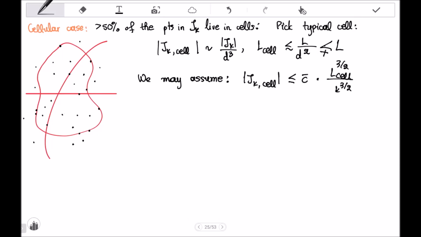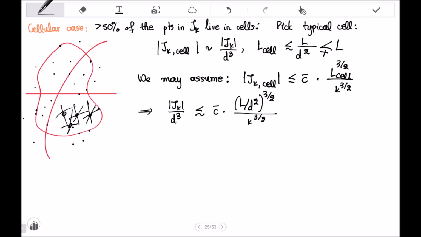The reason is that the joints in my cell only lie in lines in L cell, right? So I see about k of them through each joint. Okay, now I go and replace my quantities, my bounds from above. Well, the left-hand side is about jk over d to the 3 up to a constant multiplicative factor. So I get this is at most a constant times the inductive constant times L over d squared, that's an upper bound for L cell, to 3/2 over k to the 3/2.